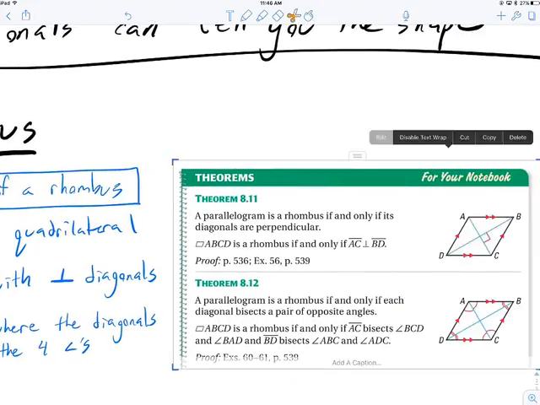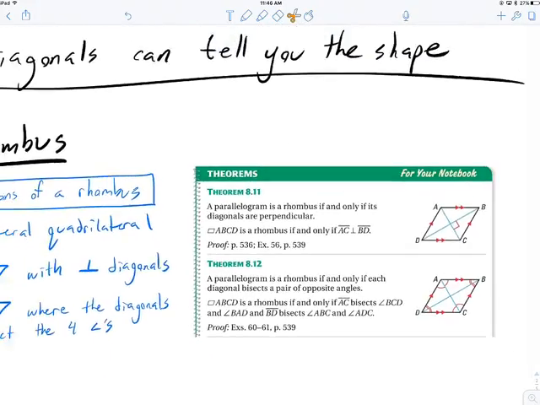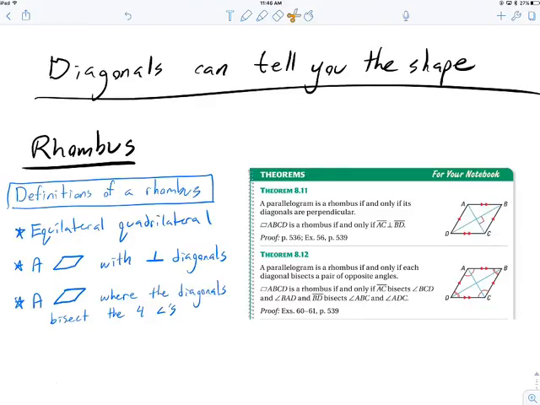Let's go down now and just look at some alternate definitions here. So we can use the diagonals to define our shape. We have a couple different definitions. Now, I just told you one. We have, this is the normal one, a four-sided figure where all four sides are congruent. That is a rhombus. But we could also say a rhombus is a parallelogram where the diagonals are perpendicular.